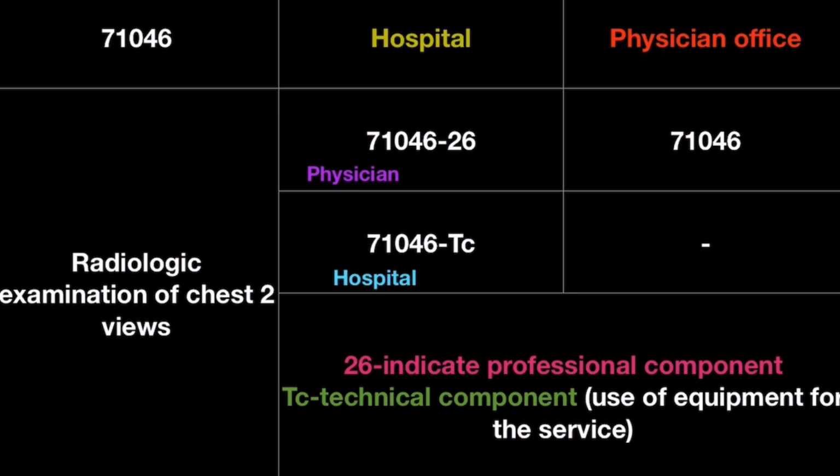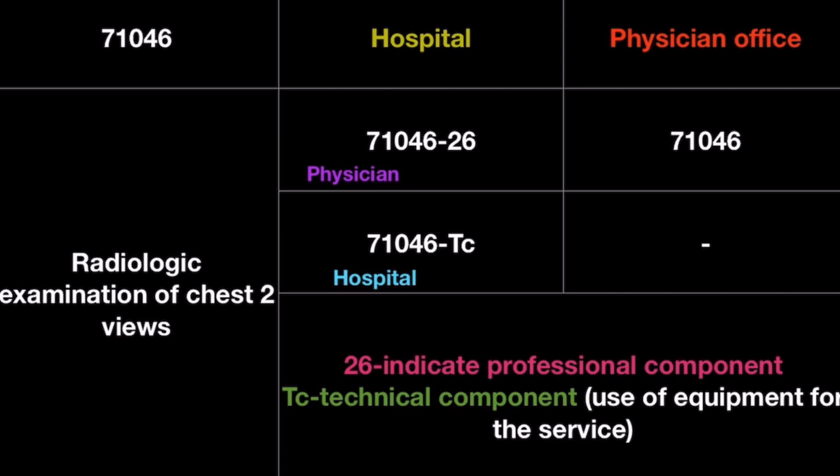And in the same situation, what would the hospital append? The hospital would append modifier TC. That means the hospital should get paid for the equipment, because the hospital is the owner of the equipment. Hospital should get payment for that. So only by appending modifier TC, the hospital would get payment for the use of the X-ray equipment, and only by appending modifier 26, the physician would get payment for the service of interpretation.